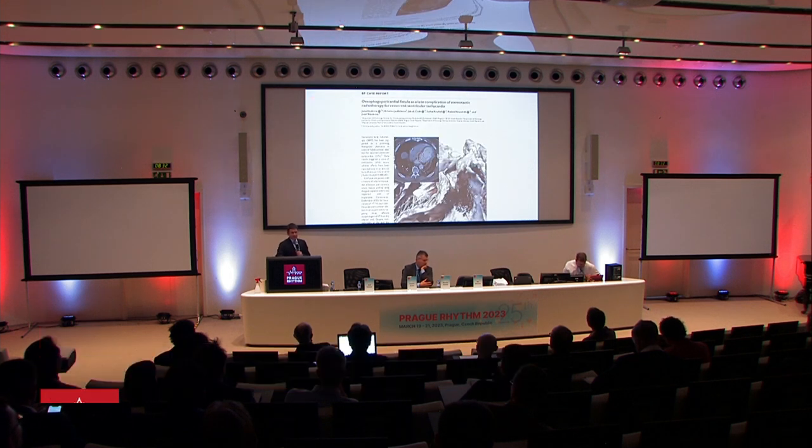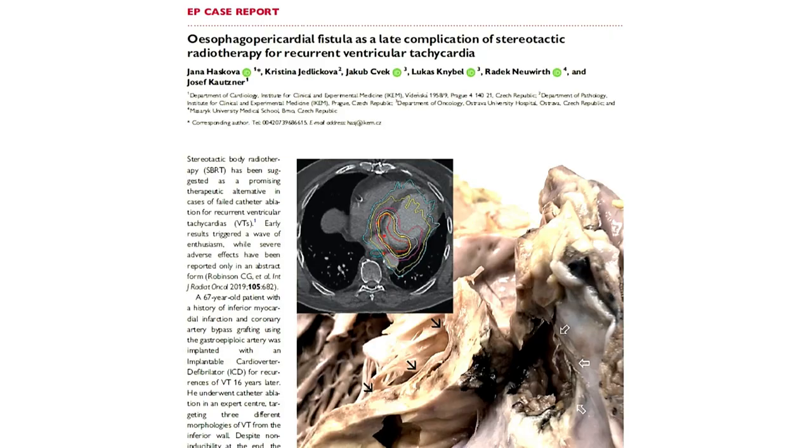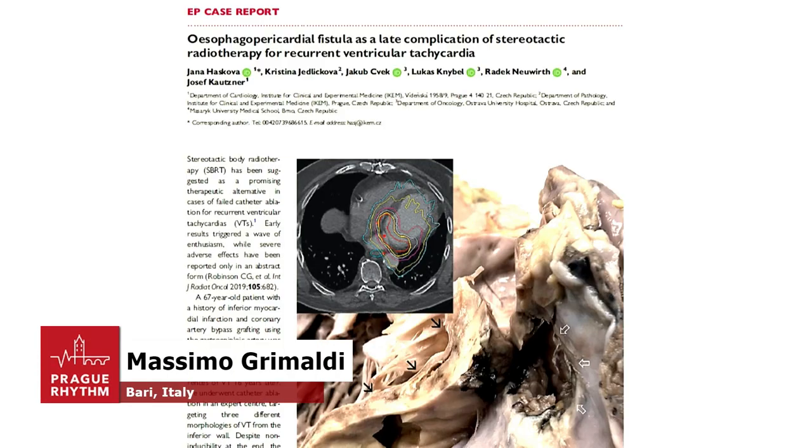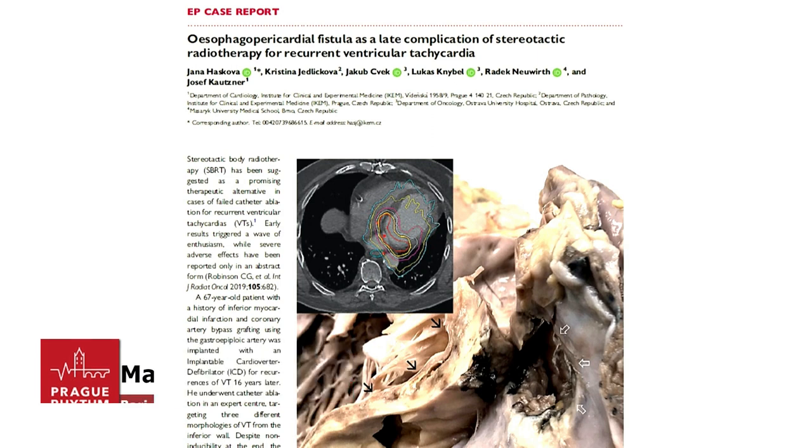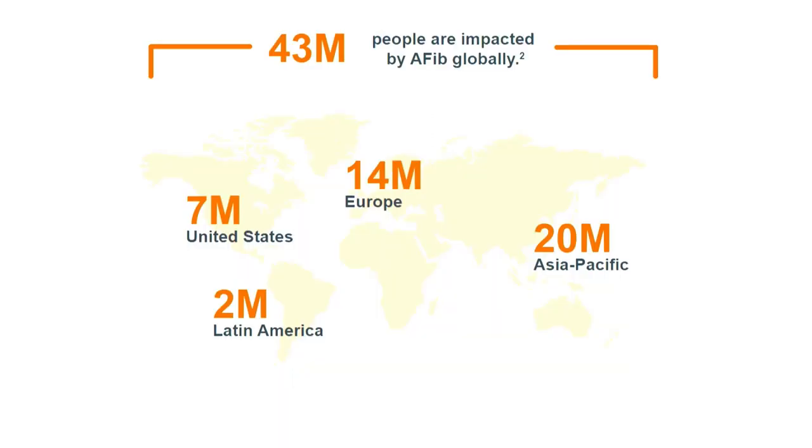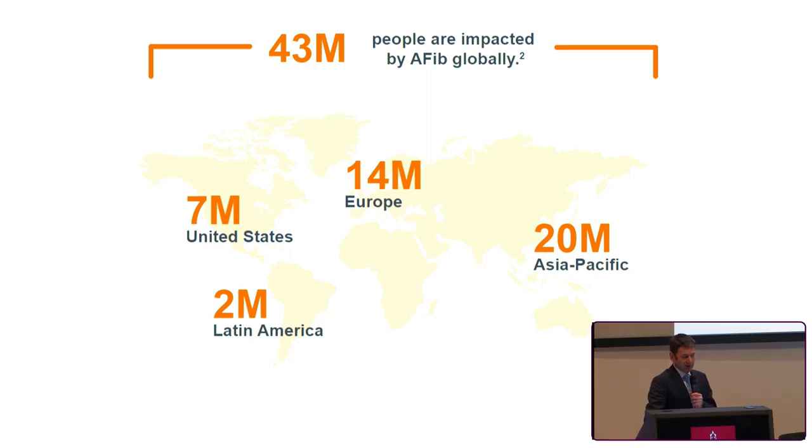When I started this program, I spoke with Josef, and Josef told me, please be careful, because the esophagus is very close to the pulmonary vein, and we had a death after a VT ablation. This was a very thick patient, and had, I think, two or three radiofrequency ablations, and then after radiotherapy, had a fistula between esophagus and pericardium. The trouble is why I want to try the radioablation for atrial fibrillation.